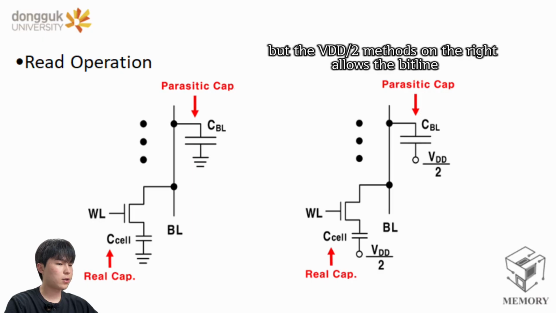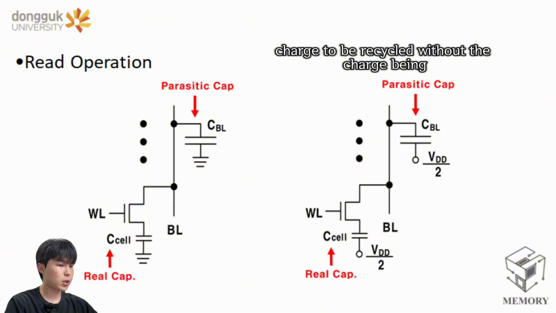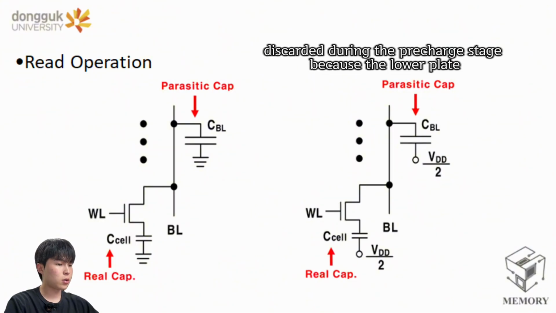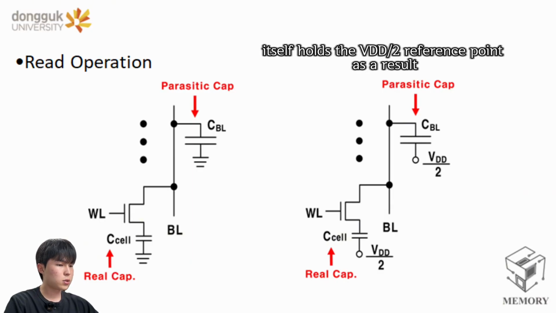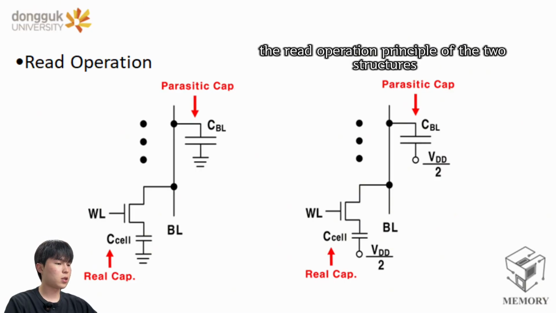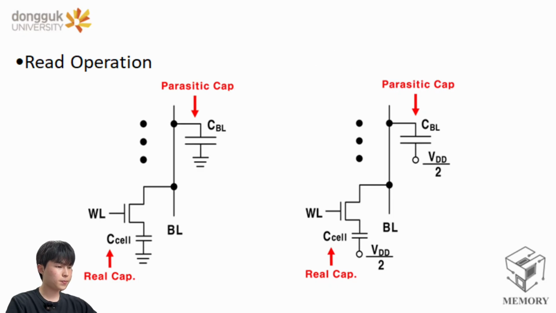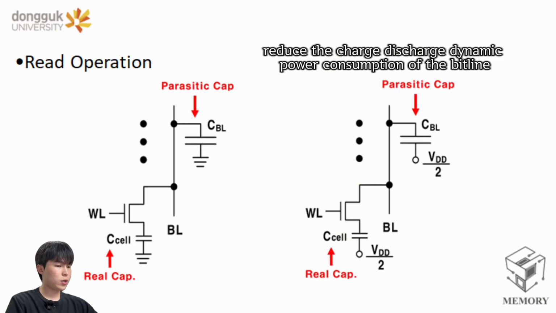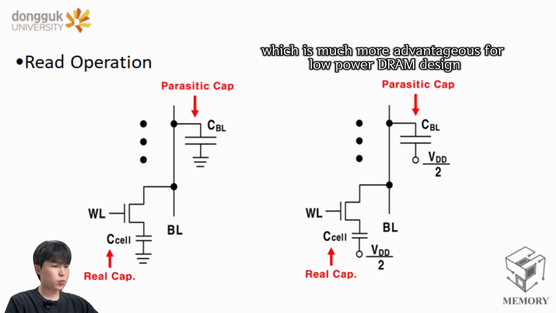But the VDD/2 method on the right allows the bit line charge to be recycled without the charge being discarded during the pre-charge stage, because the lower plate itself holds the VDD/2 reference point. As a result, the read operation principle of the two structures and the signal magnitude are the same. But the right structure can drastically reduce the charge-discharge dynamic power consumption of the bit line, which is much more advantageous for low-power DRAM design.